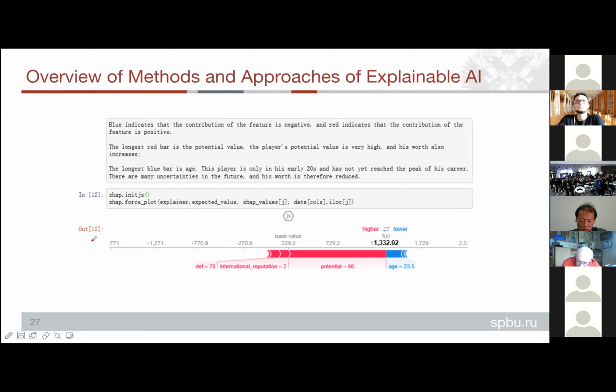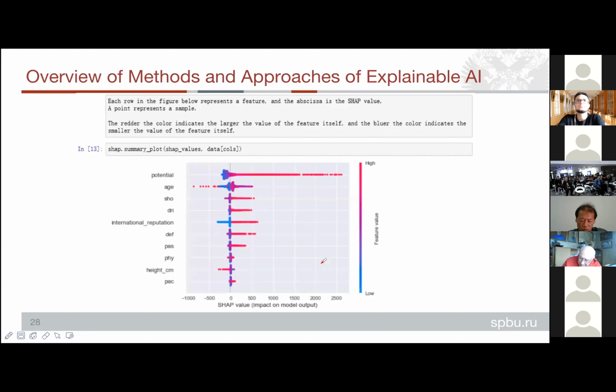SHAP also provides powerful data visualization functions. The figure is a visualization of the data frame above. Blue indicates that the contribution of the feature is negative, and red is positive. The longest red bar is the potential value, and the player's potential value is very high, so his worth also increases. The longest blue bar is age. This player is only 20 years old and has not yet reached the peak of his career. There are many uncertainties in the future, and his worth is thereby reduced.